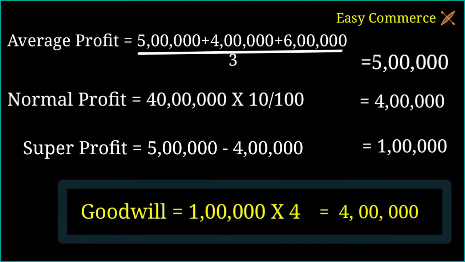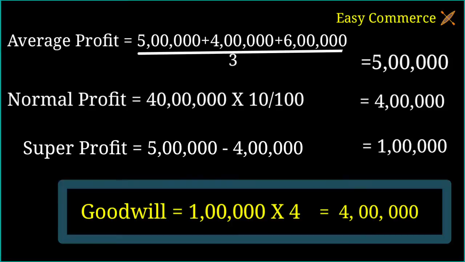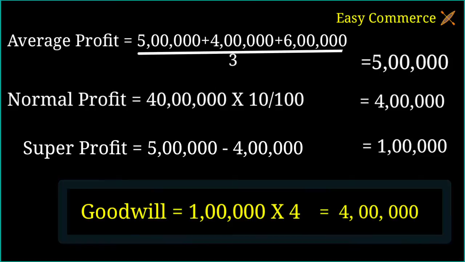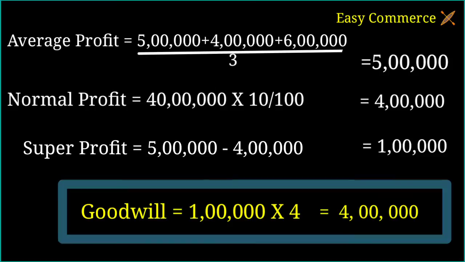Under super profit method, you should remember the steps. First, calculate average profit, then normal profit, then super profit, then goodwill. Okay, is it clear?